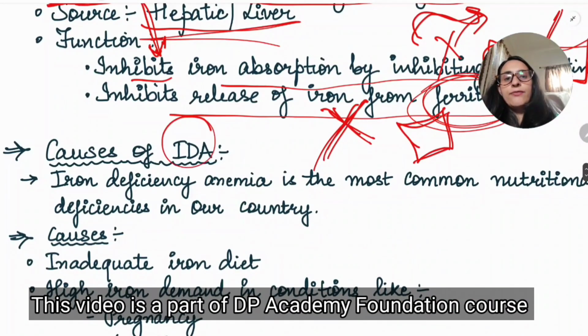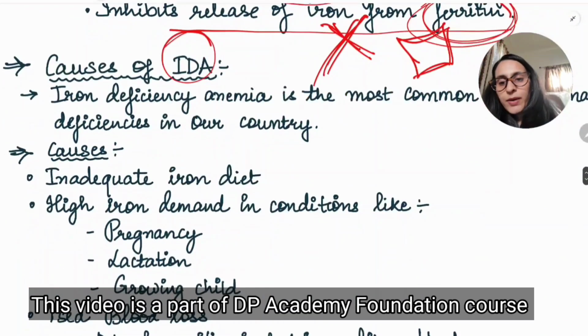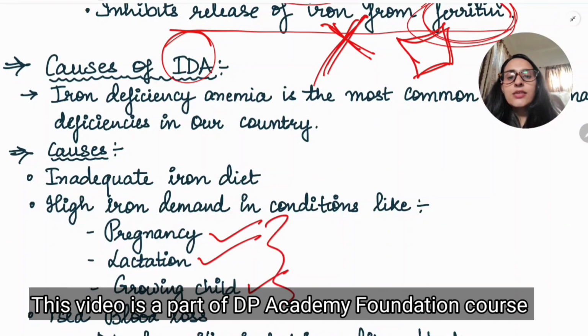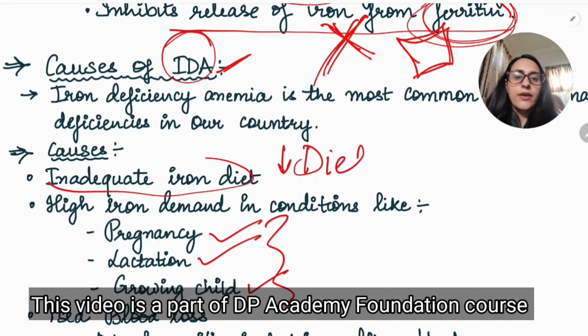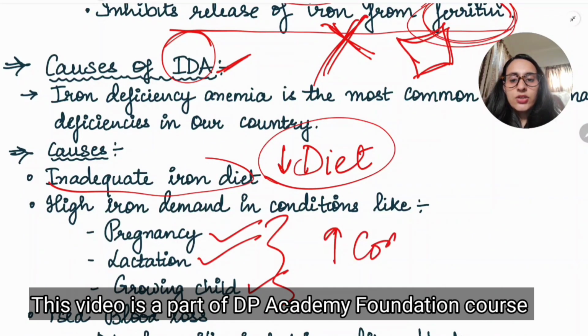What are the causes of iron deficiency anemia? We have already discussed, the most common nutritional deficiency in our country is iron deficiency anemia. Either the iron in the diet is less, or the demand for iron is high. For example, in case of pregnancy, a child or lactation, there is an increase in the demand for iron. In that case also the person can go into iron deficiency anemia.